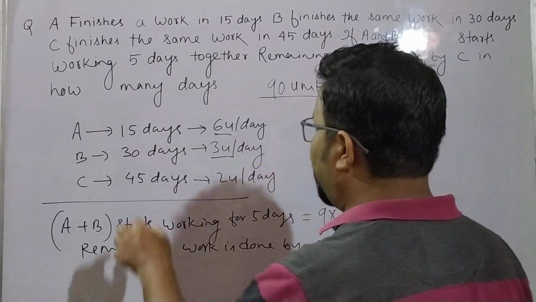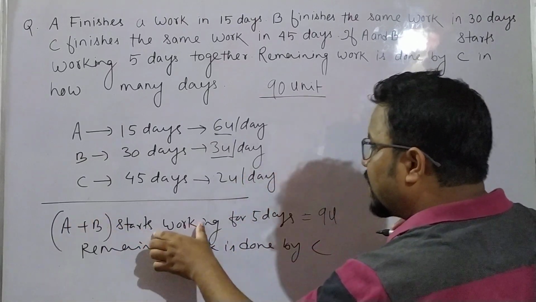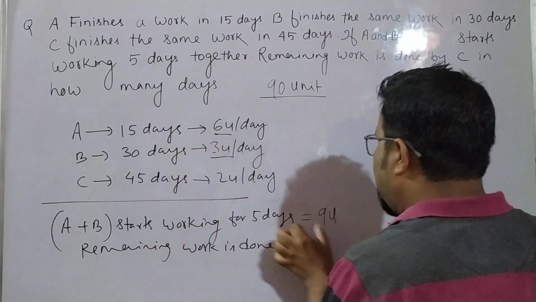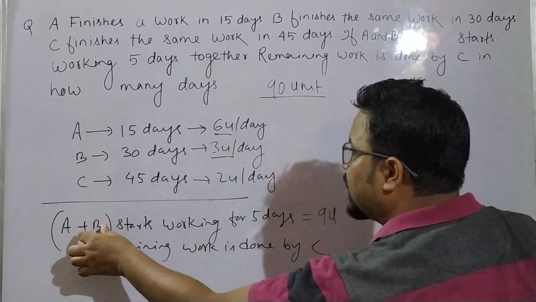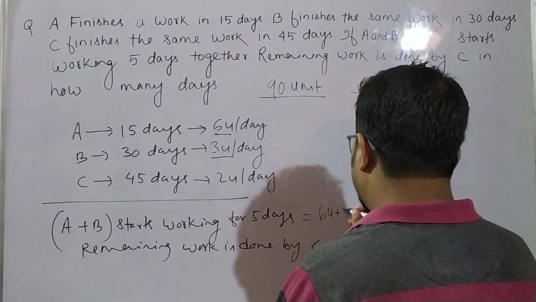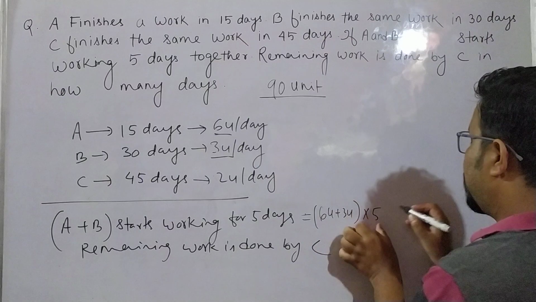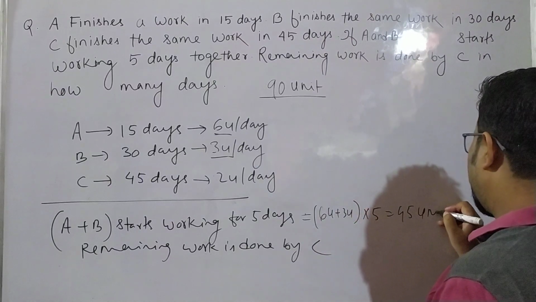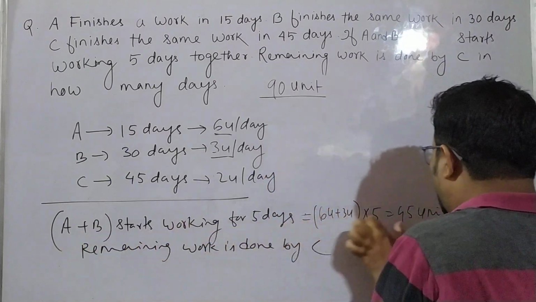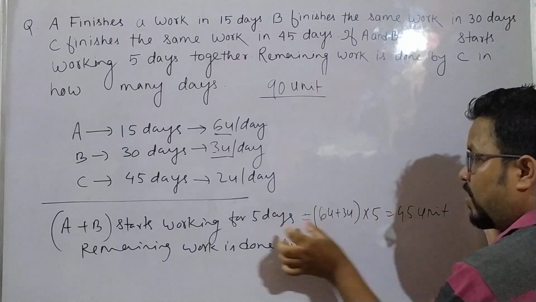So in 5 days, A and B together can do 9 units each day. How is it 9 units? 6 plus 3. Then for 5 days, multiply by 5: 9 into 5 is 45 units. So A and B together can do 45 units in 5 days.